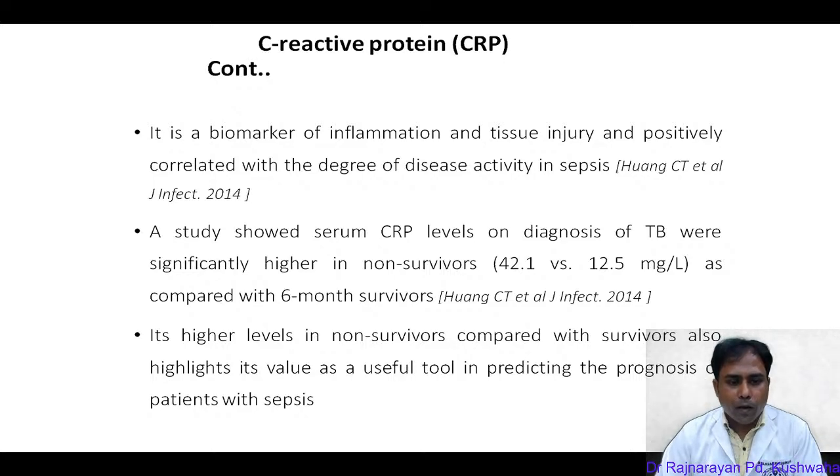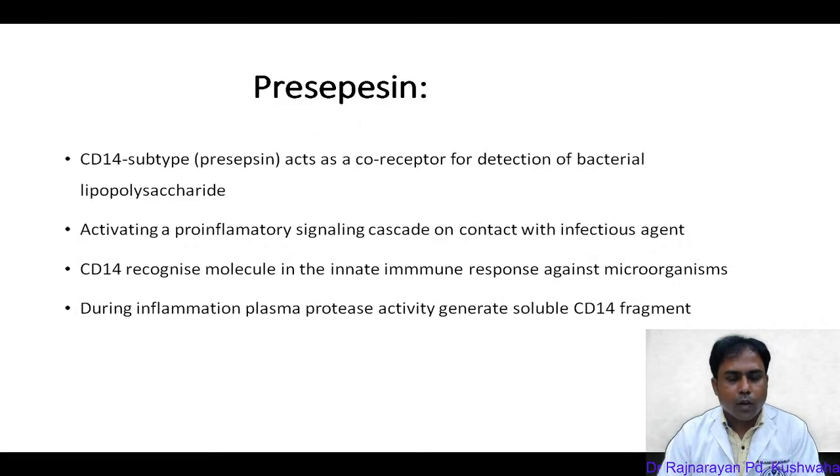This CRP is a biomarker of inflammation and tissue injury and is positively correlated with the degree of disease activity in sepsis. Some studies show the serum CRP level on diagnosis, and I have given here the example of TB. CRP levels in sepsis, as well as in diagnosis of TB, were significantly higher in non-survivors as compared to 6-month survivors. Its higher level in non-survivors compared with survivors also highlights its value as a useful tool in predicting the prognosis of patients with sepsis.